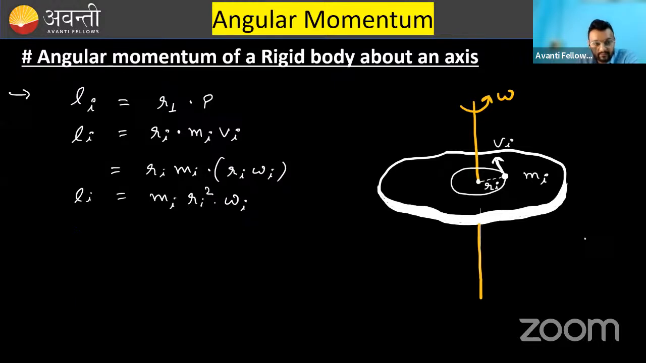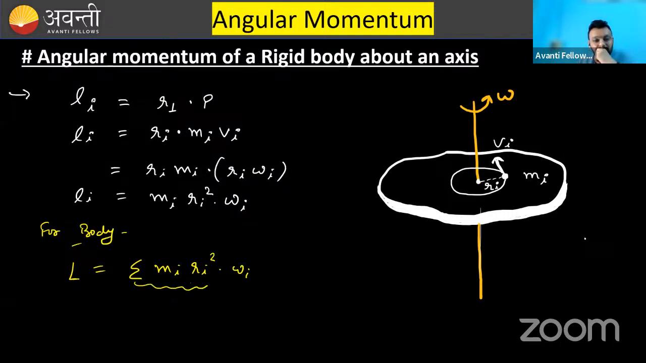For the body, what will it become? For the body, angular momentum, denoted by capital L, is the summation of all these angular momentums, that is Mi Ri square into omega. Is there anyone who knows this term, summation Mi Ri square? Who knows this term? And one more thing you should know, that each particle will have the same angular velocity. That's what we have discussed in the previous sessions.